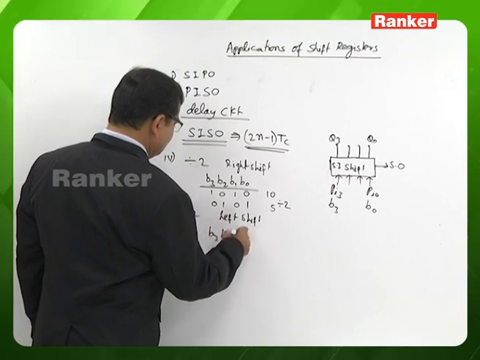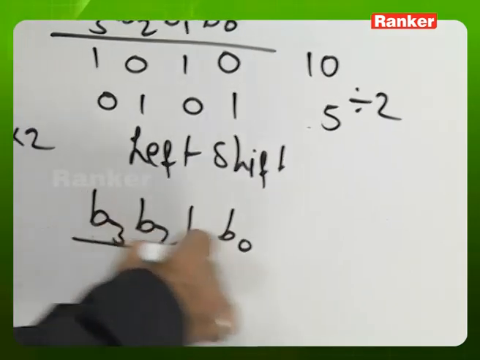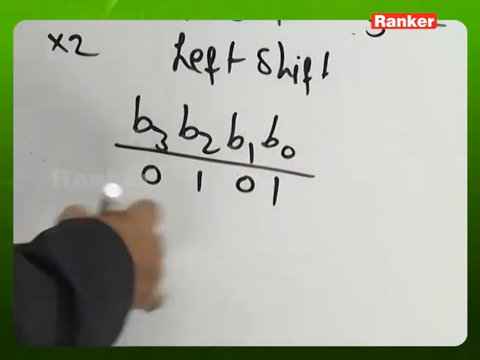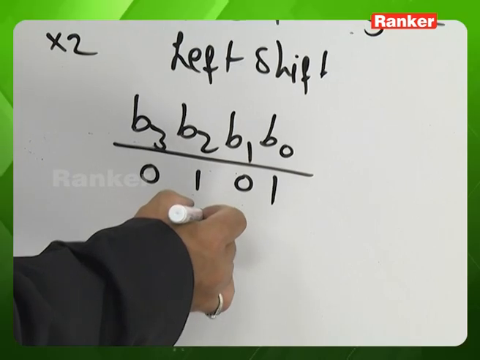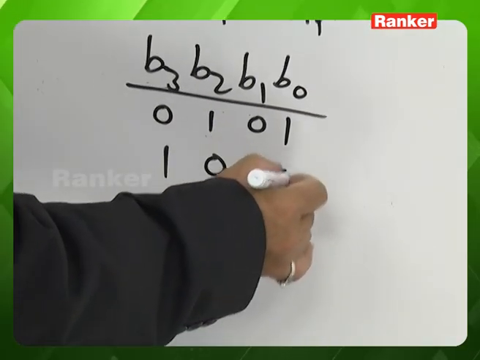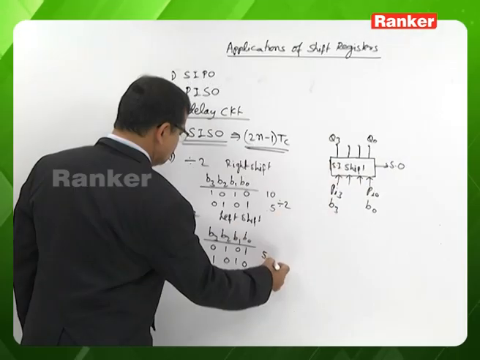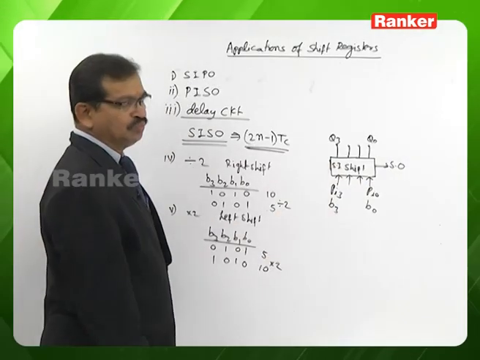Suppose the original content of the register is 0, 1, 0, 1. With a 1-bit left shift operation, we are going to get 1, 0, 1, 0. The original content is 5. After left shift, it comes to be 10. So it is as good as multiplying by 2.